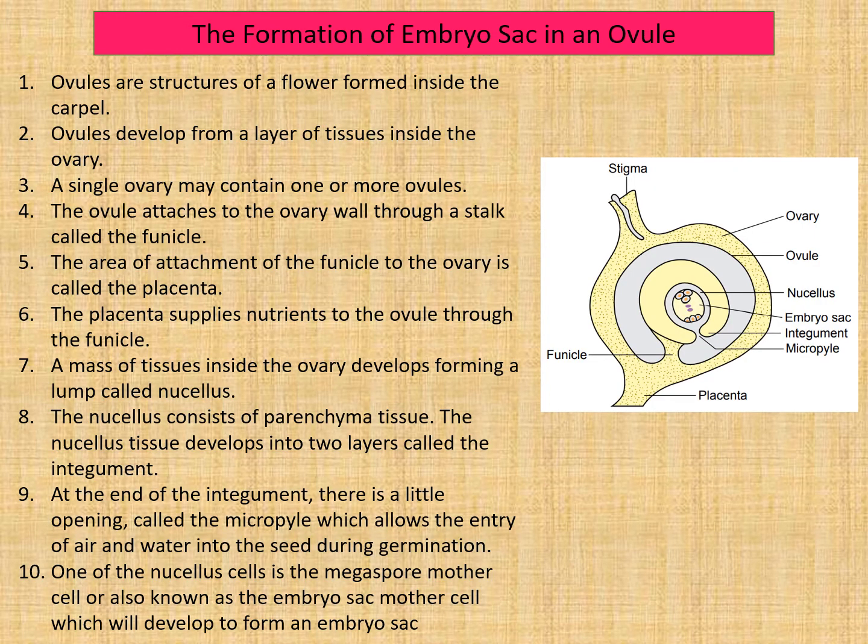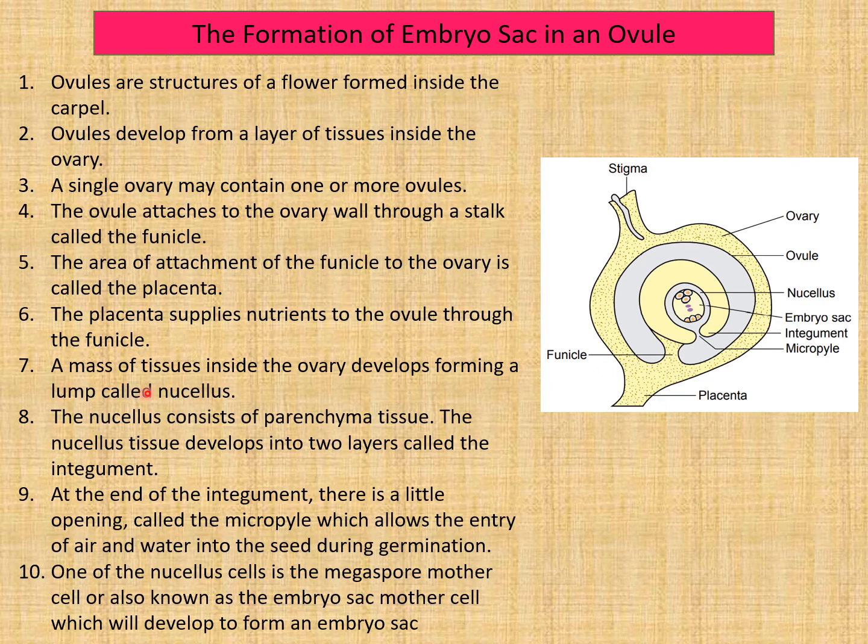The formation of the embryo sac in an ovule. Ovules are structures of the flower formed inside the carpel. An ovule develops from a layer of tissue inside the ovary. Okay, this is the ovary. Inside the ovary are ovules. A single ovary may contain one or more ovules. In this diagram, there is only one ovule. The ovule is attached to the ovary wall through a stalk called the funicle. The area of attachment of the funicle to the ovary is called the placenta. The placenta supplies nutrients to the ovule through the funicle.